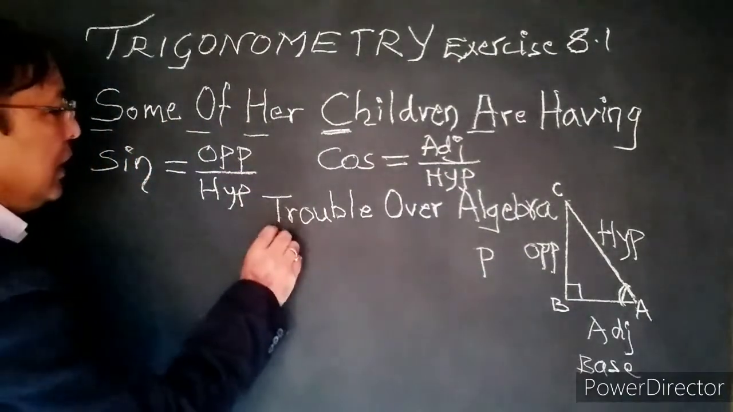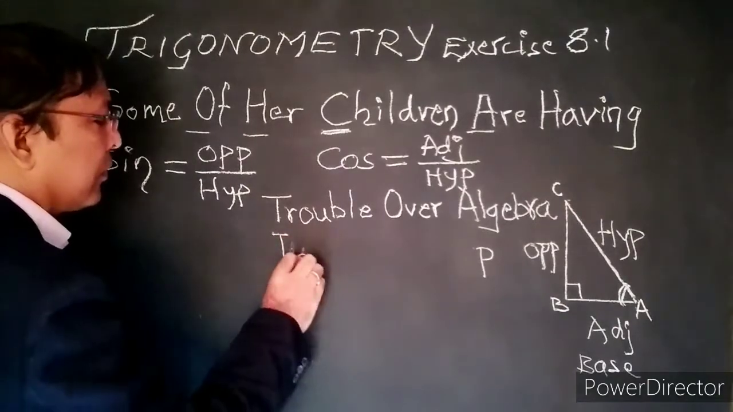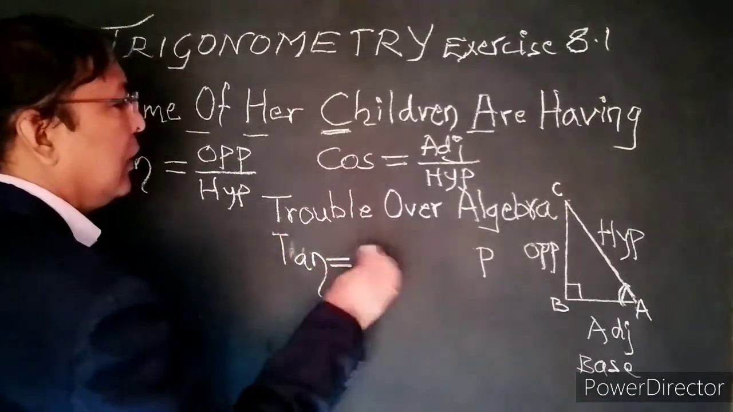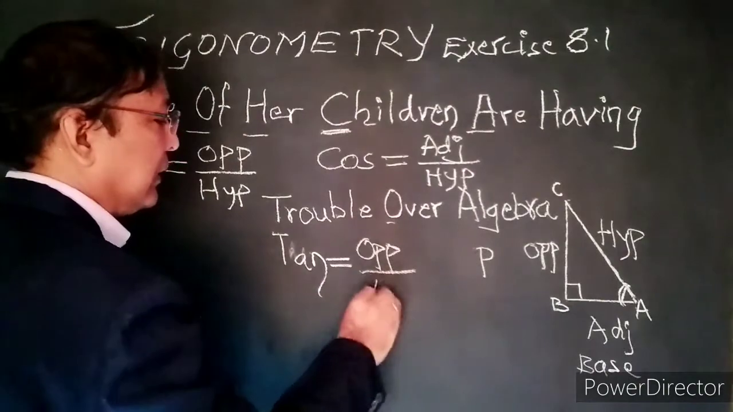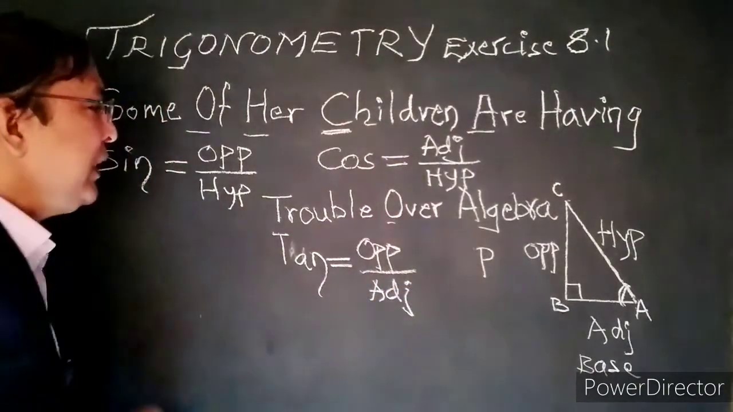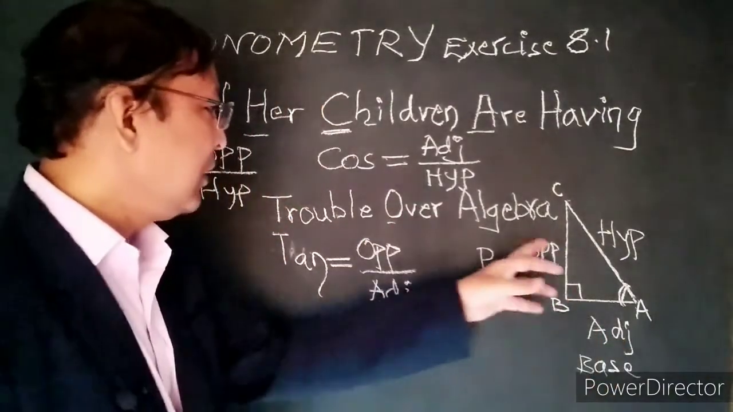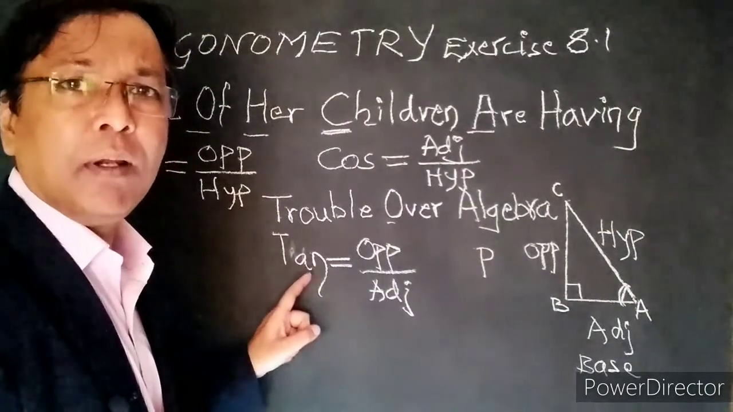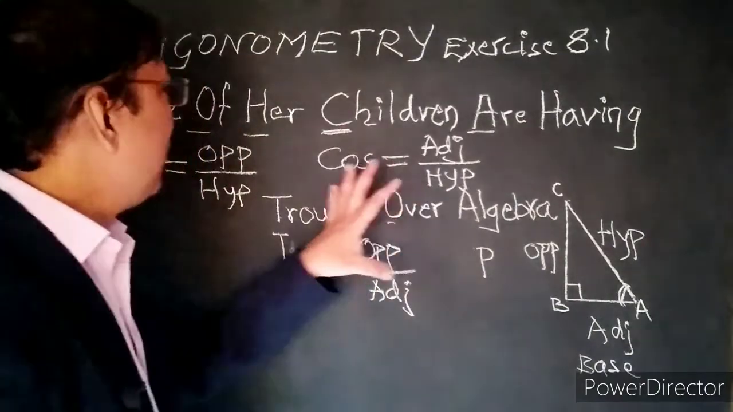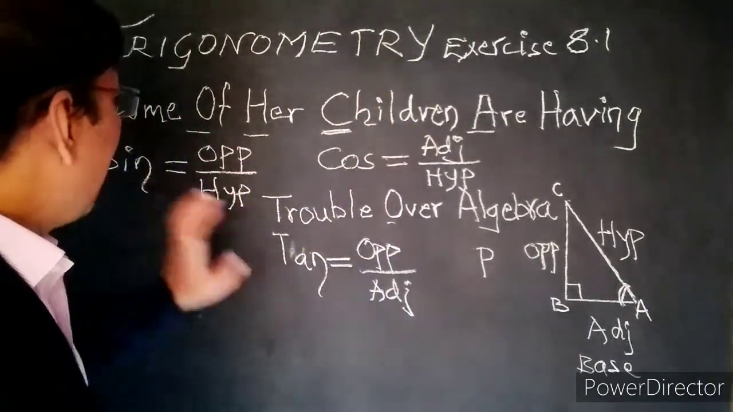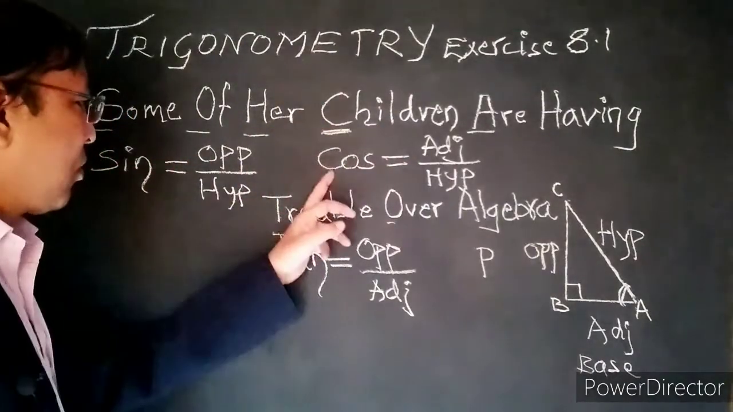Then the third ratio: here T stands for tan. Tan, and O is the opposite side again, and A is the adjacent side. When we divide the opposite side by the adjacent side, the ratio obtained is given the name tan. Therefore, tan is nothing but opposite upon adjacent. From this statement, we can recall three trigonometric ratios: sine, cos, tan.